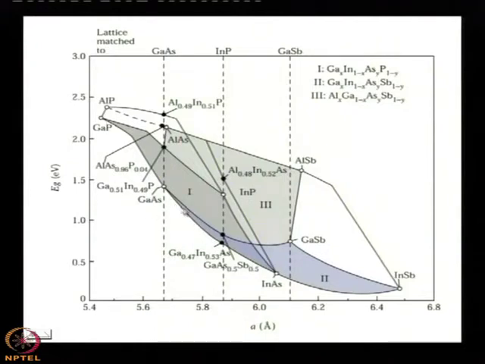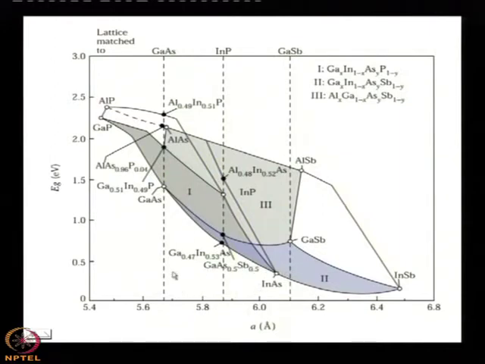indium arsenide and gallium phosphide, but why can you not take this point? You cannot take this point because no substrate is available. So, that is a constraint: you have to choose a proper substrate.